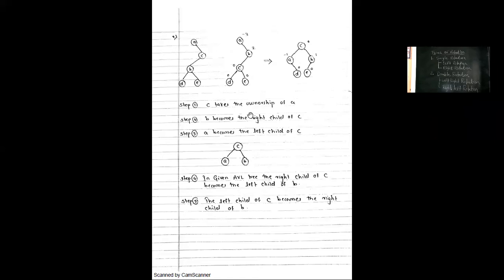Next diagram. Now which rotation do you have to apply here? Right-left. Is it necessary to explain? No. Now C takes the ownership of A, B becomes the left child of C and A becomes the right child of C, right? Now in the given AVL tree, the right child of C becomes the left child of B, and the left child of C becomes the right child of B, right?